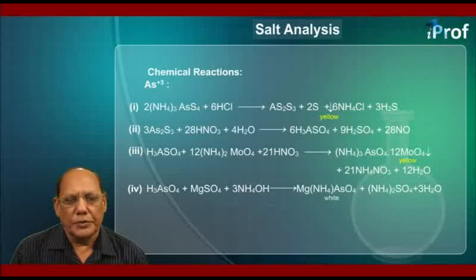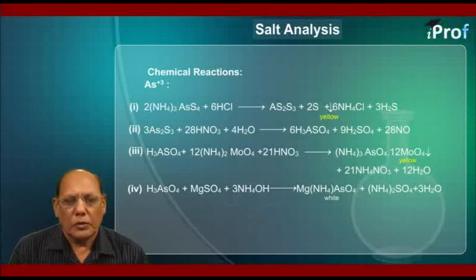The third equation is H3AsO4 + 12(NH4)2MoO4, this is ammonium molybdate, + 24HNO3. As a result of this we get (NH4)3AsO4·12MoO3. This gives a canary yellow precipitate, plus 24NH4NO3 plus 12H2O.